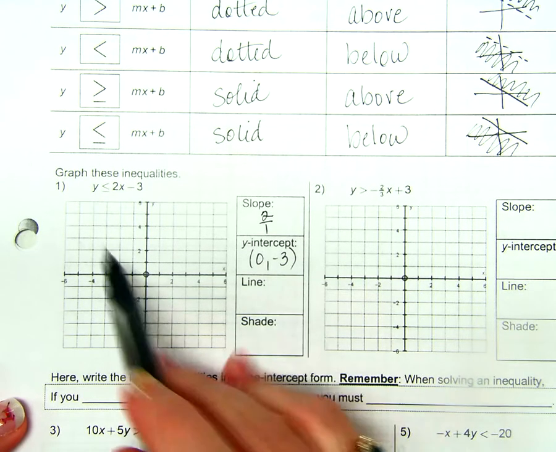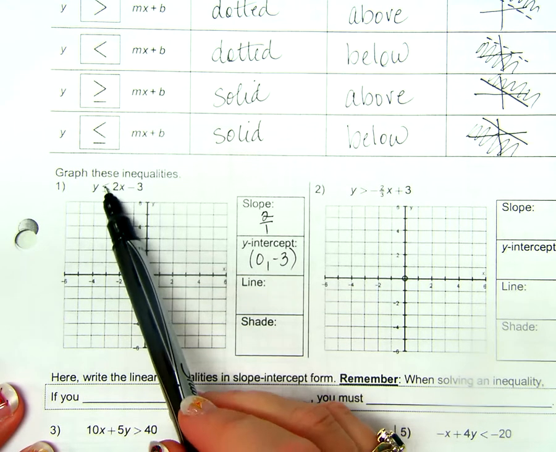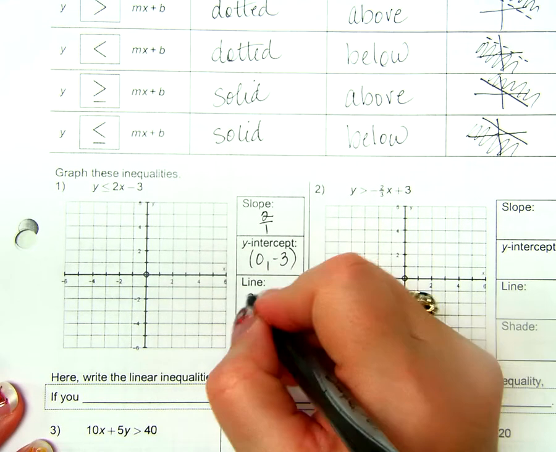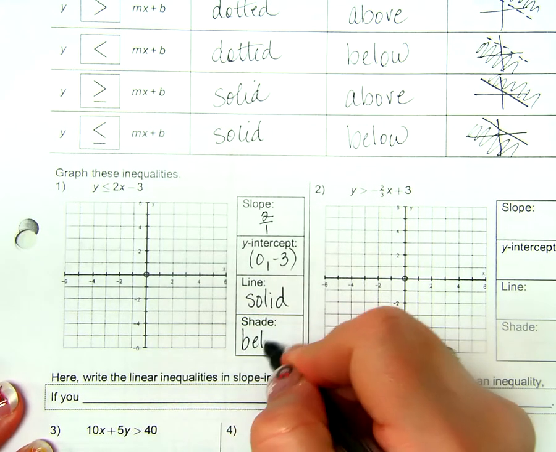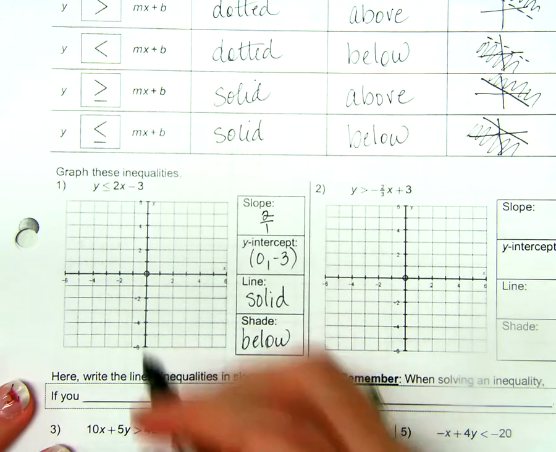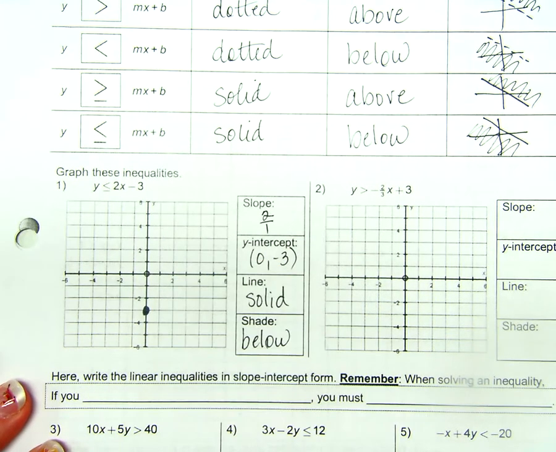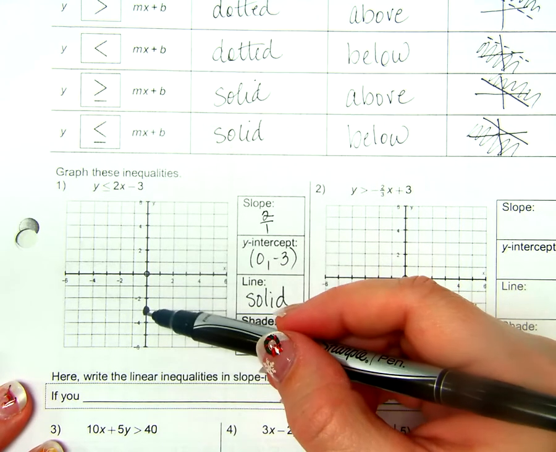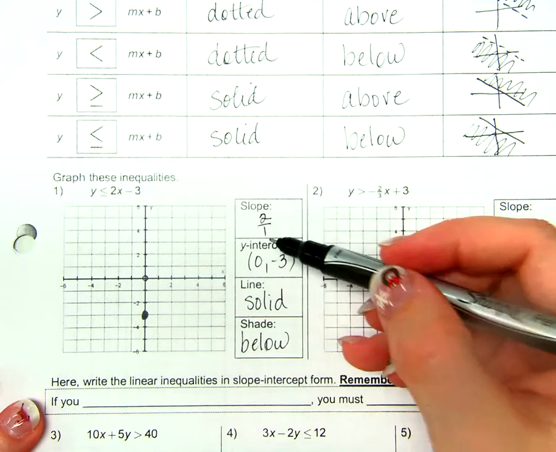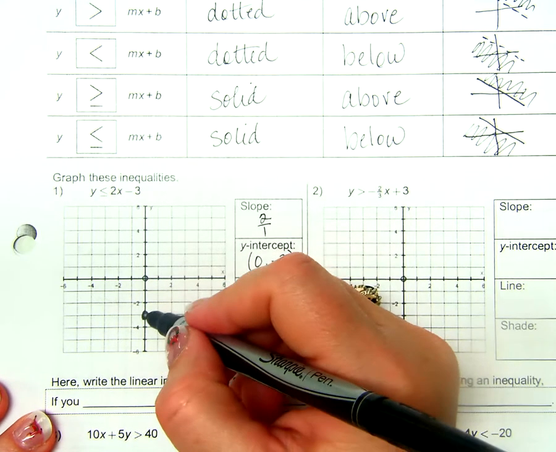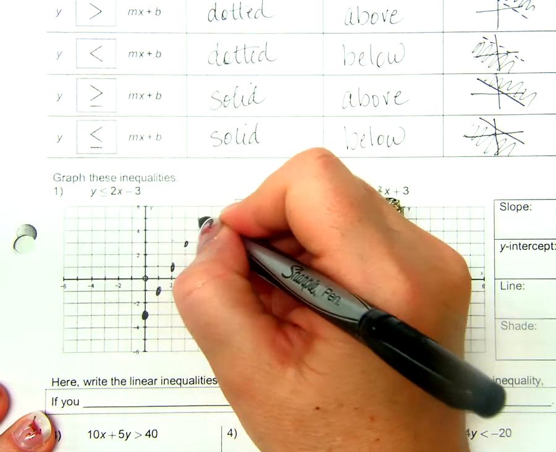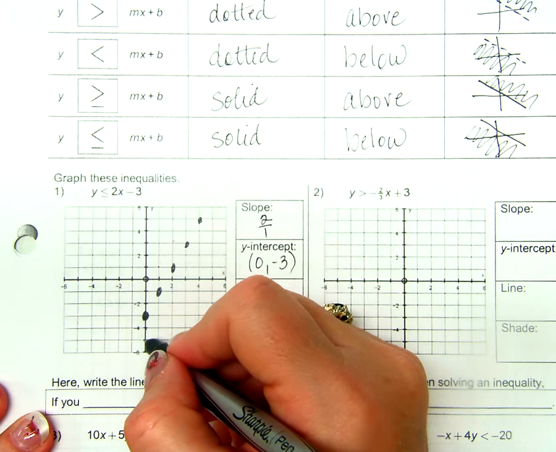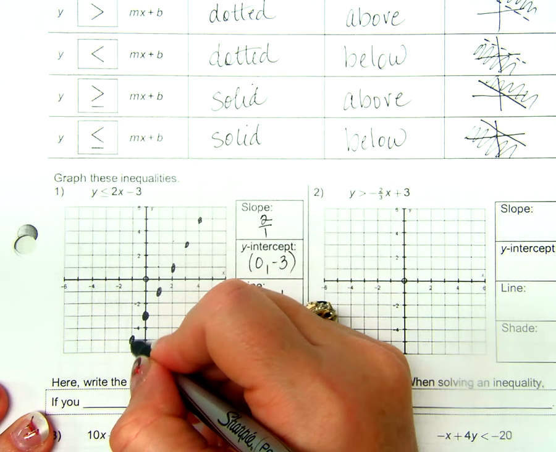What kind of line will I have on this problem? It's less than or equal, so solid. And which way will I shade? Below. So, if my y-intercept is (0, -3), that's right here. Then what do I do from my y-intercept? Rise 2, run 1, right? Rise 2, run 1. All the way to the edge of the graph. From my y-intercept, can I fall 2 if I run backwards 1, right?